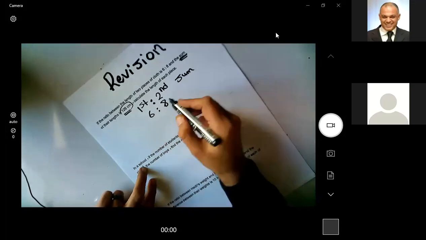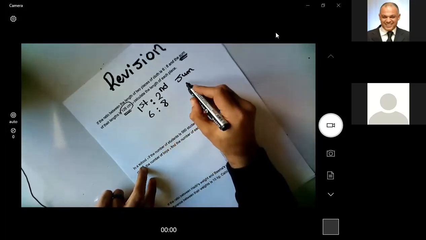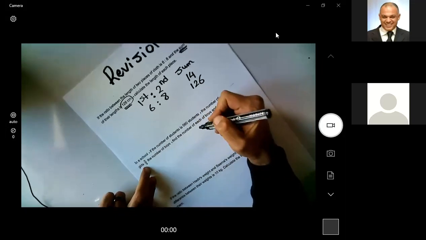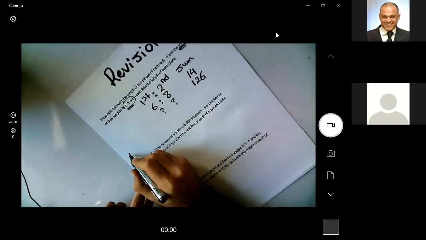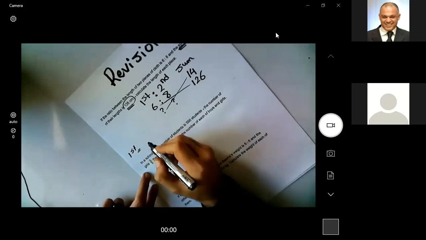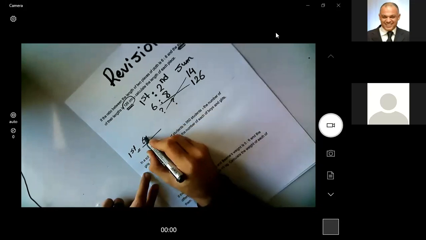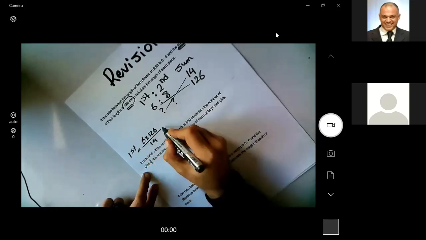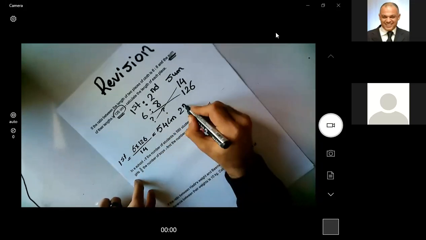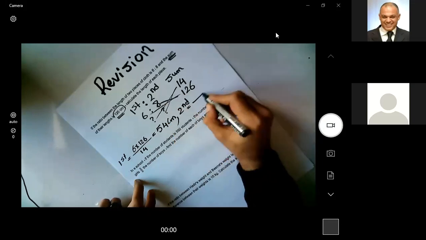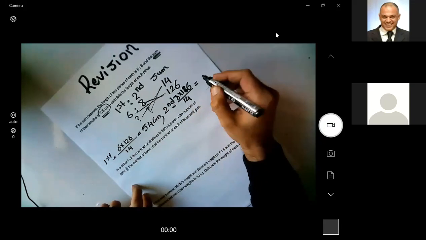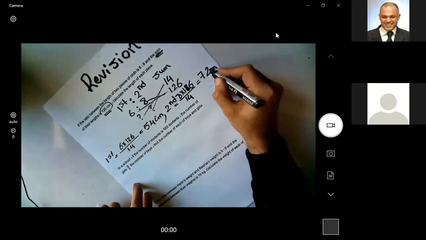First, get the sum of the ratio. The sum of the ratio will be 6 plus 8 equals 14. And the real sum will be 126. So calculate the first piece and second piece. The first piece will be, by cross multiplication, 6 times 126 over 14 equals 54 centimeters. The second piece will be 8 times 126 over 14, which equals 72 centimeters.